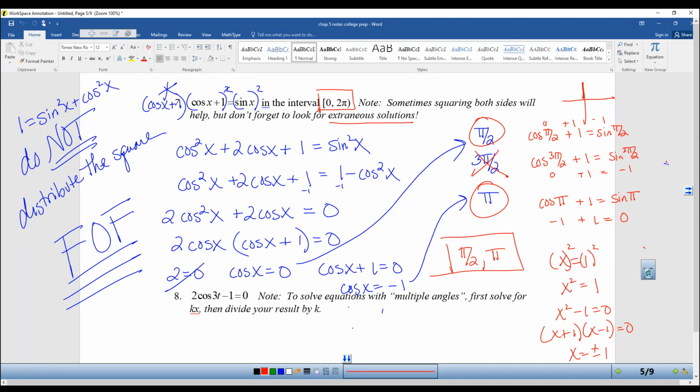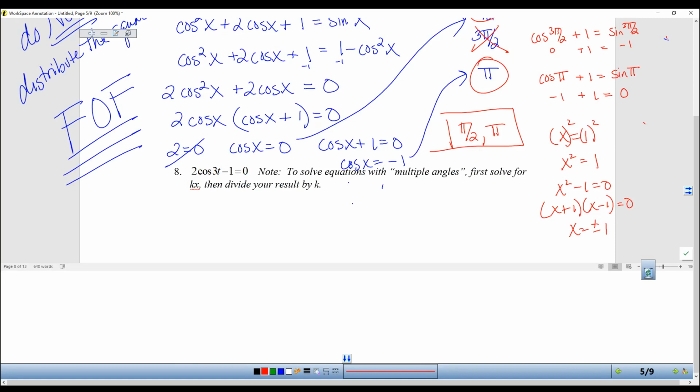Okay, so now we have a little bit of a new concept, and that is we're going to solve an equation with what they call multiple angle, which means that it's not just cosine of x, it's cosine of 3 something. So in this case, 3t. So first we're just going to pretend that that 3 isn't even there. So 2 cosine of 3t minus 1 is equal to 0. I'm going to add 1 to both sides. I'm going to divide by 2. I'm totally ignoring that 3t. I'm still ignoring it. When is cosine equal to 1/2?